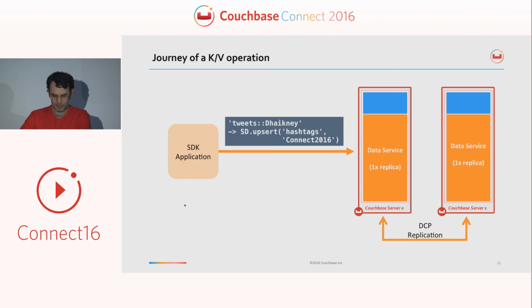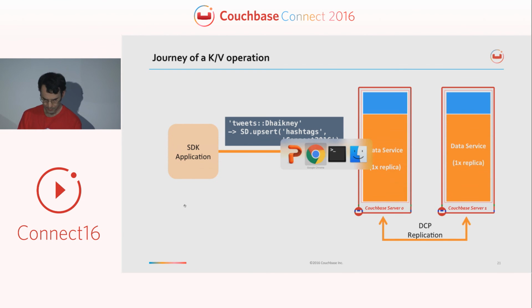And I have probably the world's simplest SDK application. It connects and inserts one field into one document. That's all it does. It's going to insert the value connect 2016 into the hashtags field of tweets d Haikney. And I apologize in advance if I lose anyone, but I thought this was an interesting way of showing what goes on under the hood. I'm going to show you the execution of this with a tracing library that we've implemented called Phosphor. It allows us to show what is actually going on under the hood, and the flow of tasks over time inside the server.